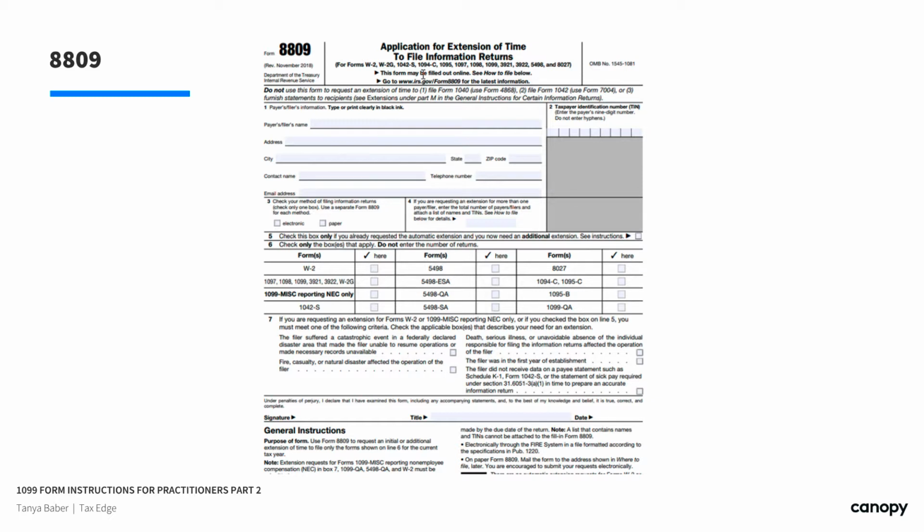If you're requesting an extension for a W-2 or 1099 miscellaneous reporting NEC only, so I told you, look for the NEC, non-employee compensation, box 7 basically. Or if you check the box on line 5, you have to meet other criteria. So was there a catastrophic event? Was there a fire? Was there death or serious illness? It's a first year of establishment, so first year qualifies. That's that checkbox there. Or you didn't receive data in time.